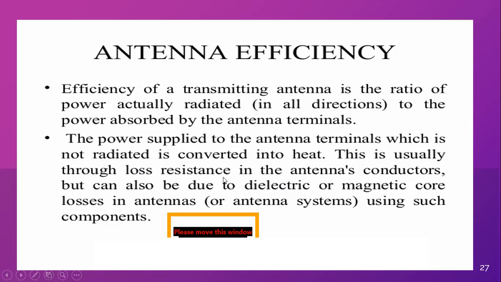Usually this is through the losses of the resistor, the conductor, the dielectric, or the magnetic core losses. After getting all these things, these are the basic components we need to find out while measuring the antenna efficiency.